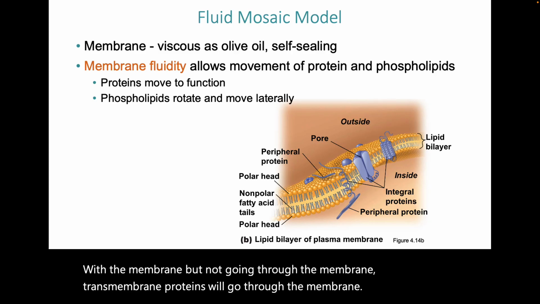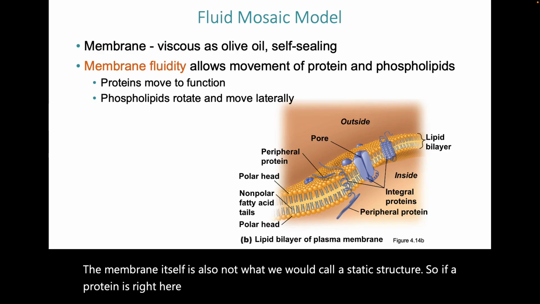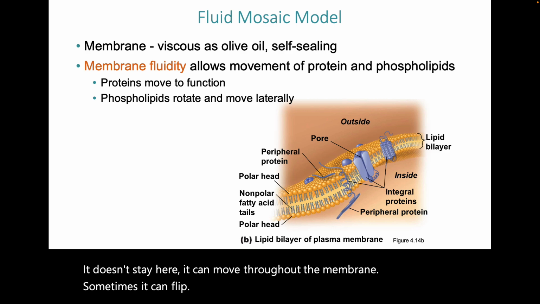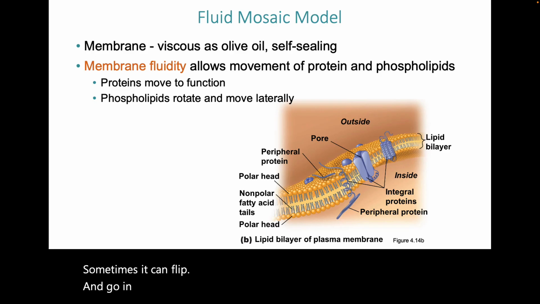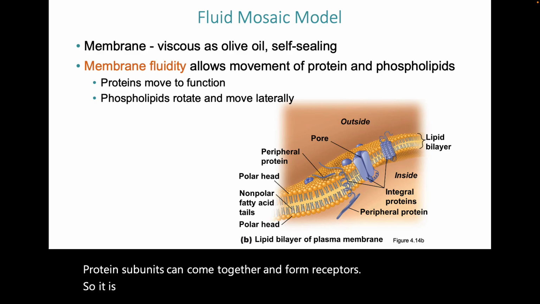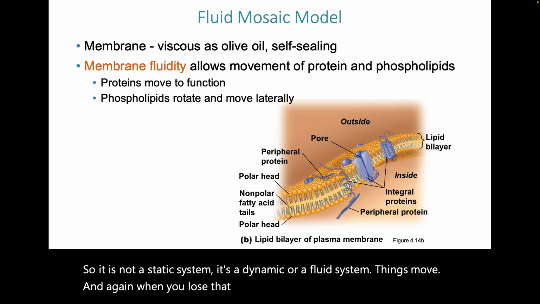And the membrane itself is also not what we would call a static structure. So if a protein is right here in the membrane, it doesn't stay here. It can move throughout the membrane. Sometimes it can flip and go in and out. Protein subunits can come together and form receptors. So it is not a static system, it's a dynamic or a fluid system. Things move.